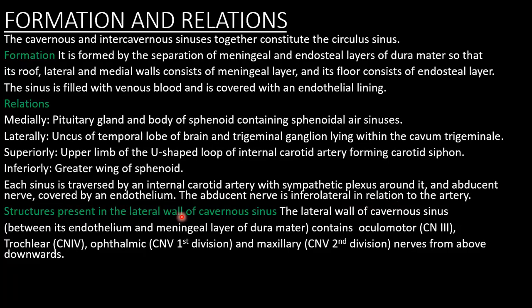Okay. Then on the lateral wall, we have some structures, and they lie between the endothelium and the meningeal layer of the dura mater. They consist of the oculomotor nerve being the highest, cranial nerve number 3, then the trochlear nerve, then the ophthalmic nerve, then the maxillary nerve. Remember, the ophthalmic and maxillary nerves are branches or divisions from the trigeminal nerve, your cranial nerve number 5.